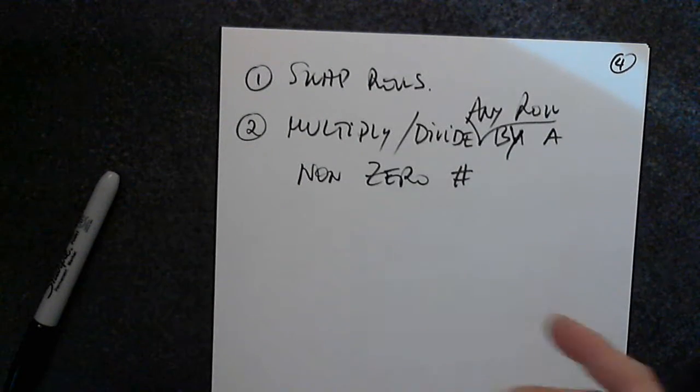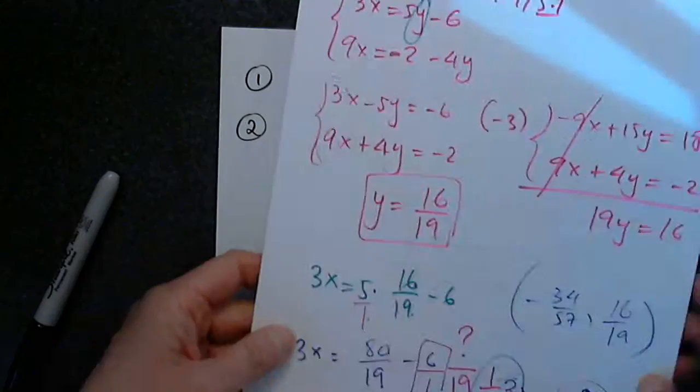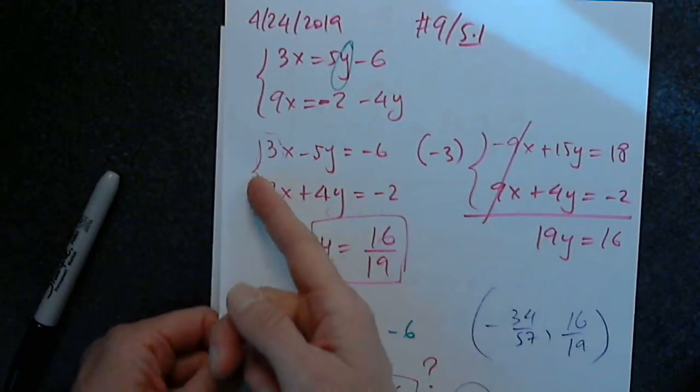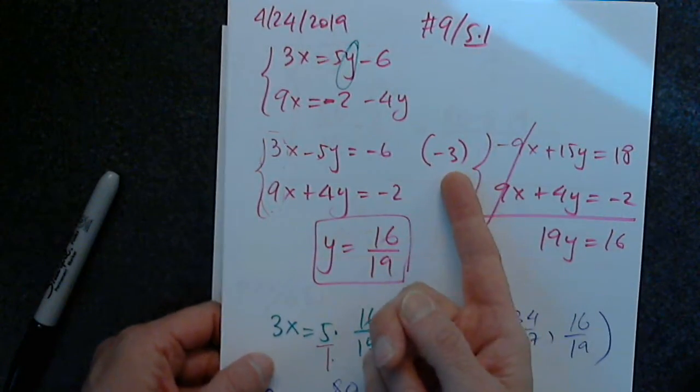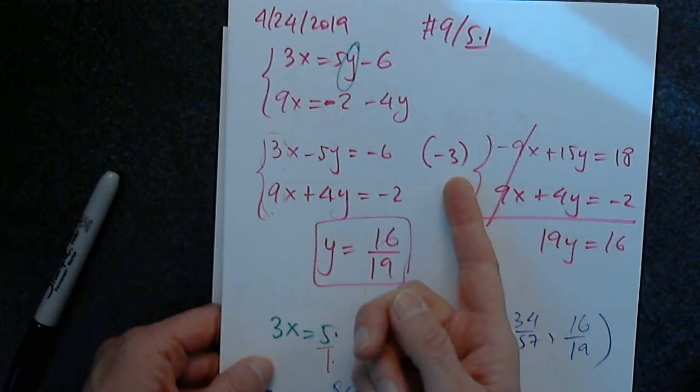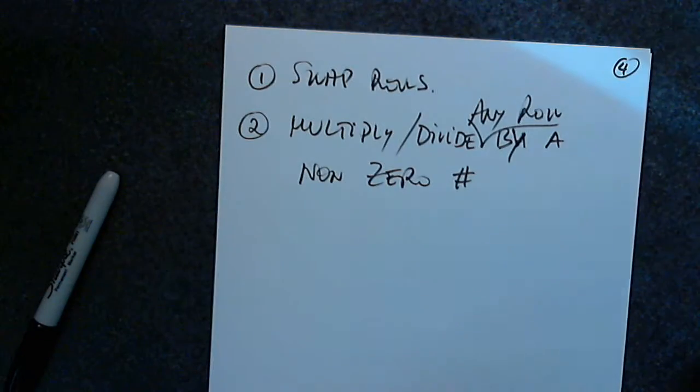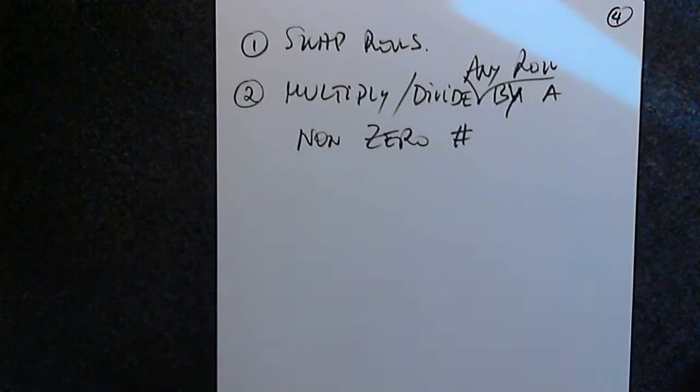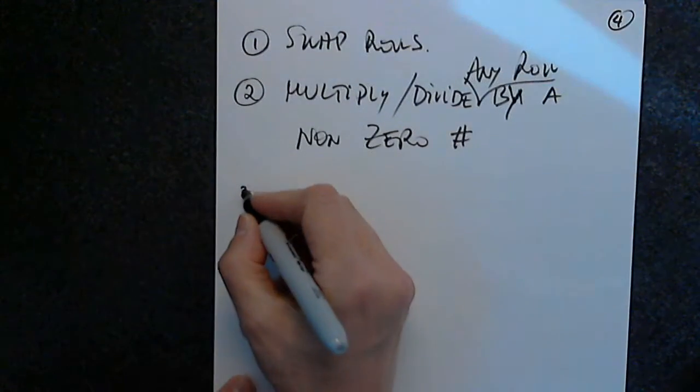Good. So multiply or divide any row by a non-zero number, like we did here. We multiplied this row both sides by -3. That's always allowed. It's not going to change anything. And the last one is the one we just talked about. Let's put it in writing.